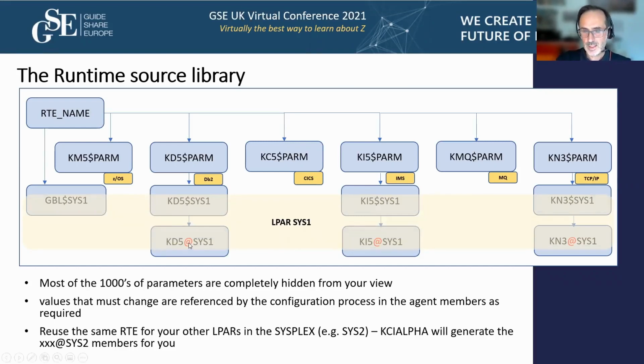The last member in this hierarchy is the discovery member. It's denoted with this @ sign, and this is produced by the discovery mechanism. Besides that, you have RT name parameters and global parameters that are always there because they contain the main parameters that you need for your runtime environment.